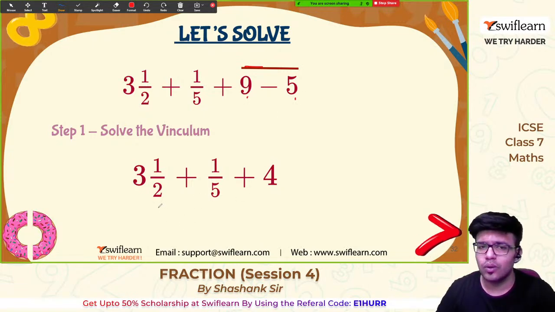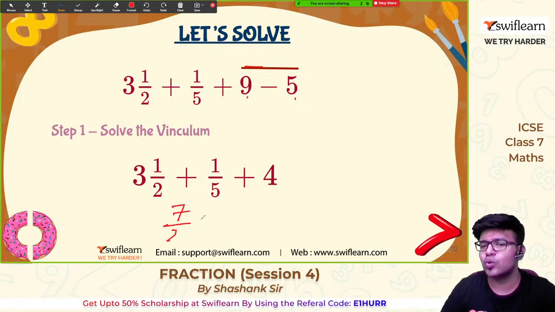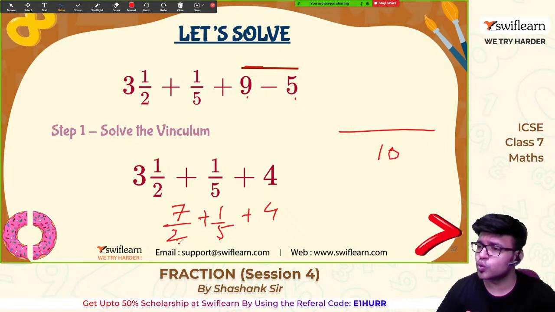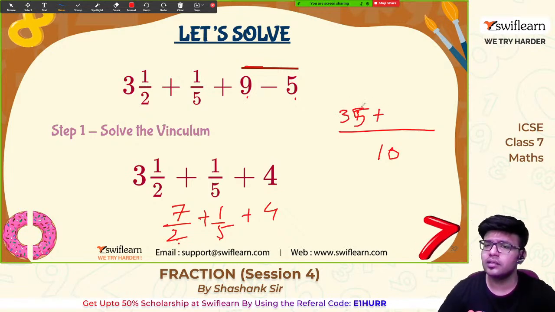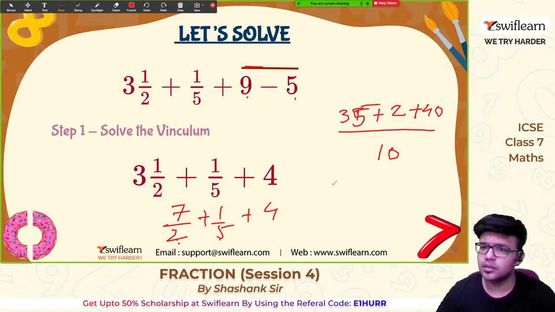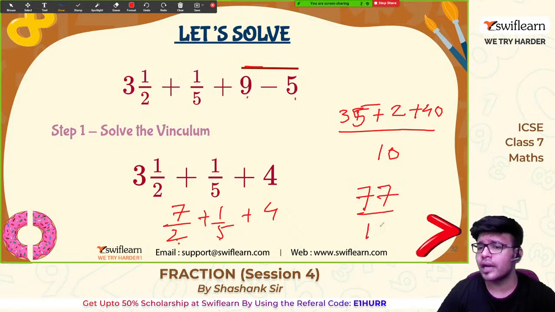Okay, now convert this mixed fraction to improper fraction. 3 twos are 6, plus 1 is 7 by 2 plus 1 by 5 plus 4. Now how much is the LCM of 2 and 5? It is 10. So 2 fives are 10, so 7 fives are 35, 5 twos are 10, so 1 times 2 is 2, and 4 times 10 is 40. Add all this, how much do you get? We get 37 plus 40, which is 77 by 10.